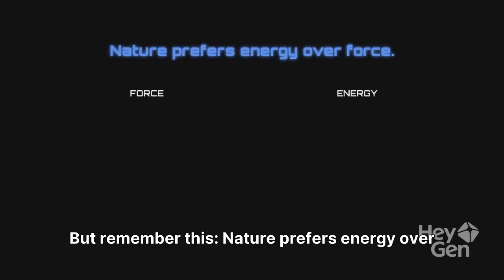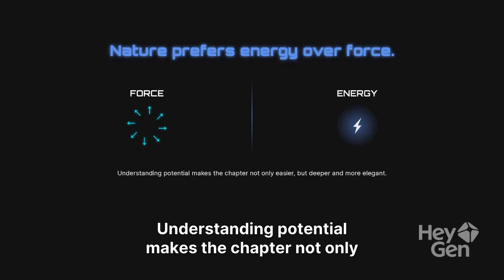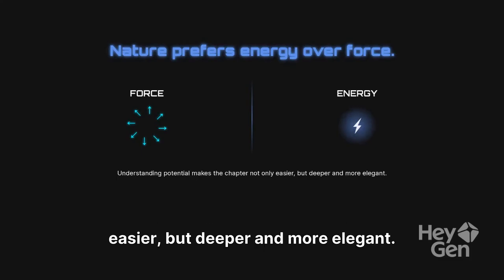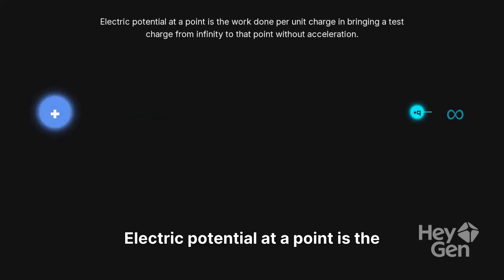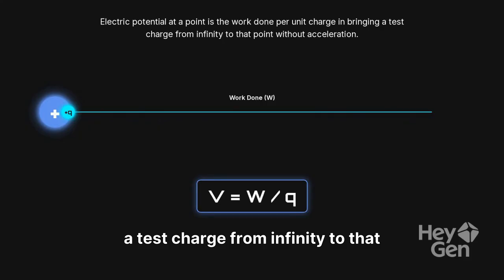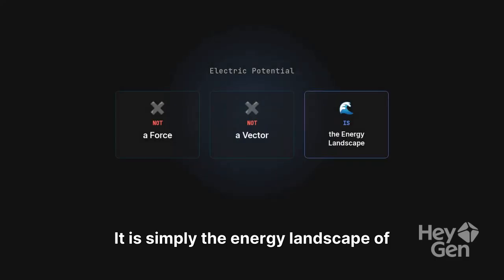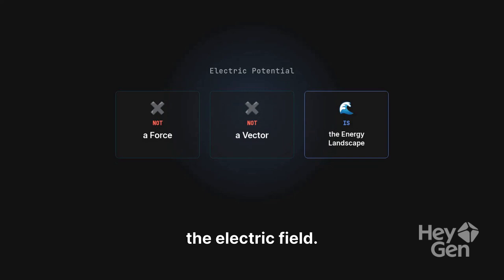But remember this, nature prefers energy over force. Understanding potential makes the chapter not only easier, but deeper and more elegant. Electric potential at a point is the work done per unit charge in bringing a test charge from infinity to that point without acceleration. Potential is not a force. It is not a vector. It is simply the energy landscape of the electric field.